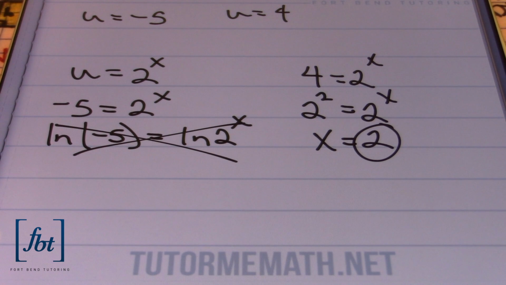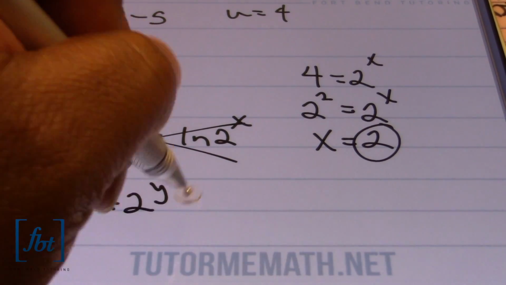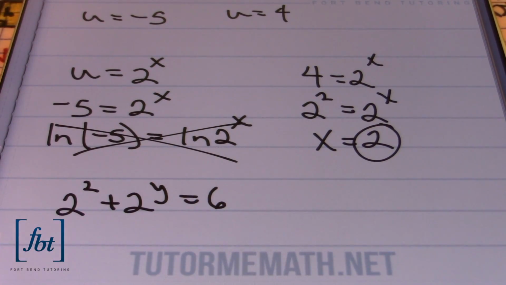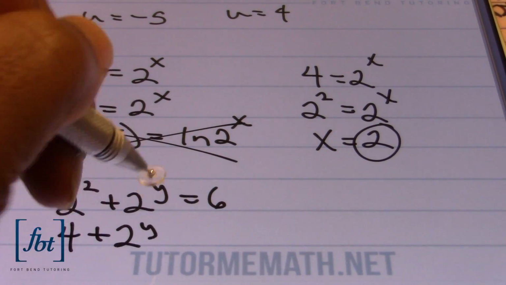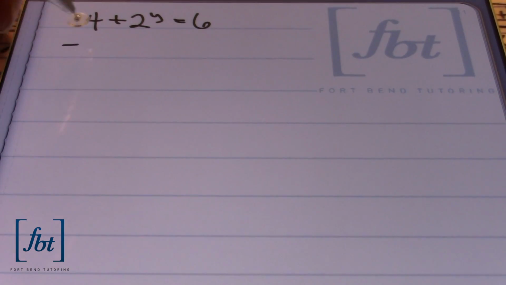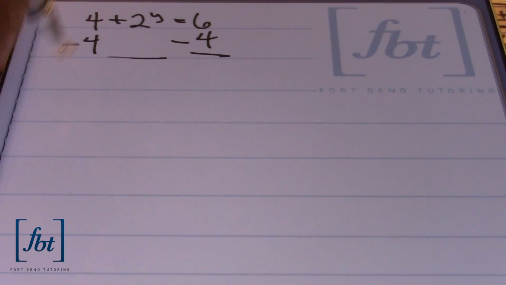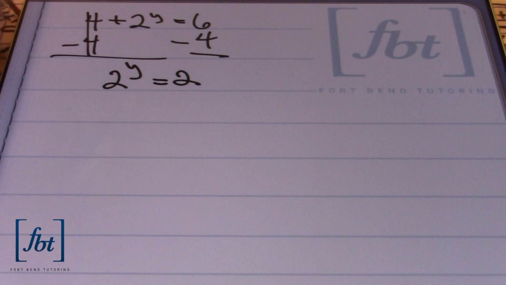And now in order to solve for y, we can plug that into one of the original equations. So I'm looking at the first equation to plug it into. We'll have 2 squared plus 2 to the y must equal 6. We know that 2 squared is 4, don't we? So 4 plus 2 to the y equals 6. Let's continue. I'll be subtracting 4 from both sides of this equation.